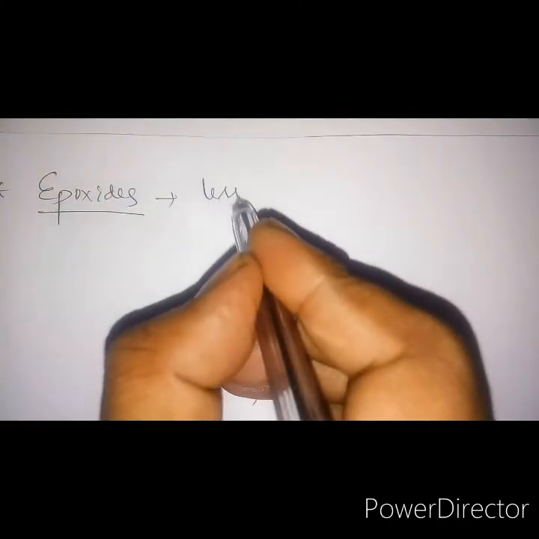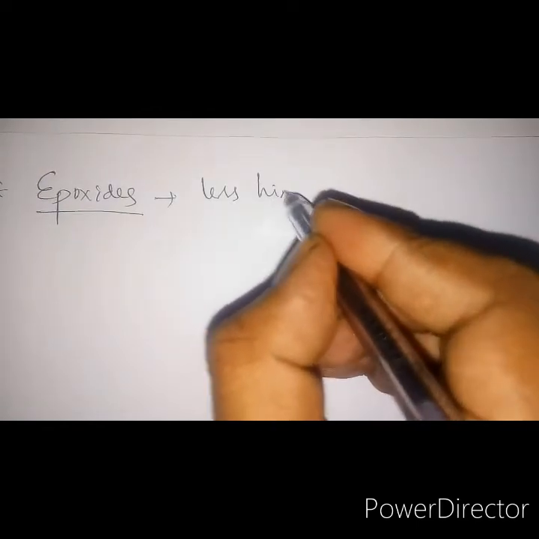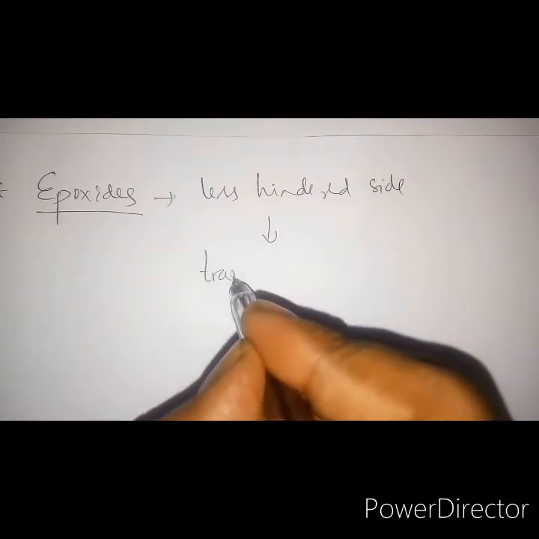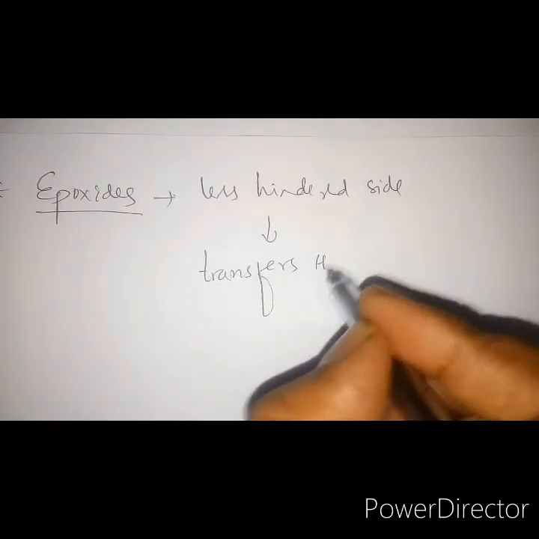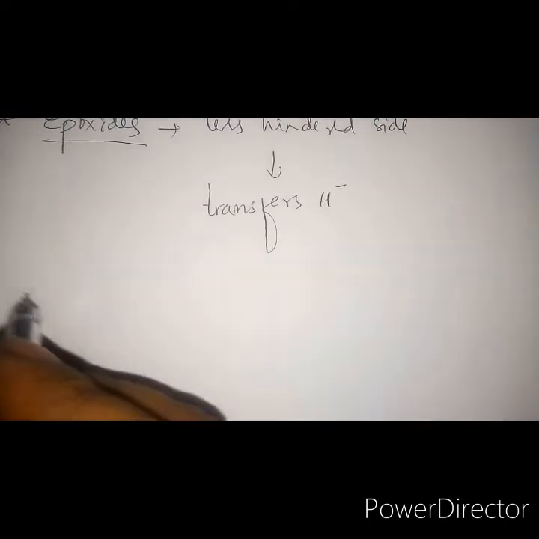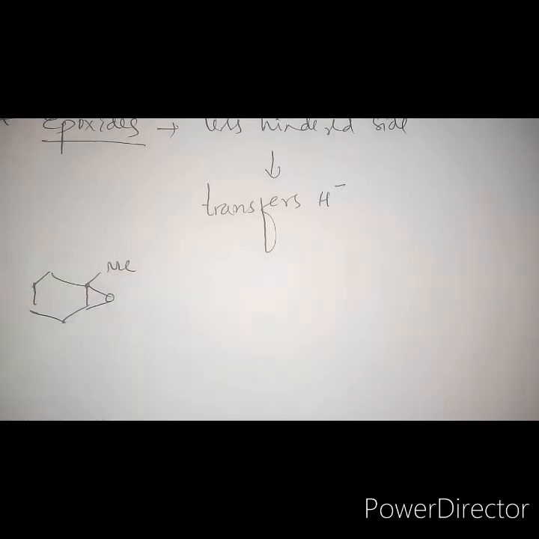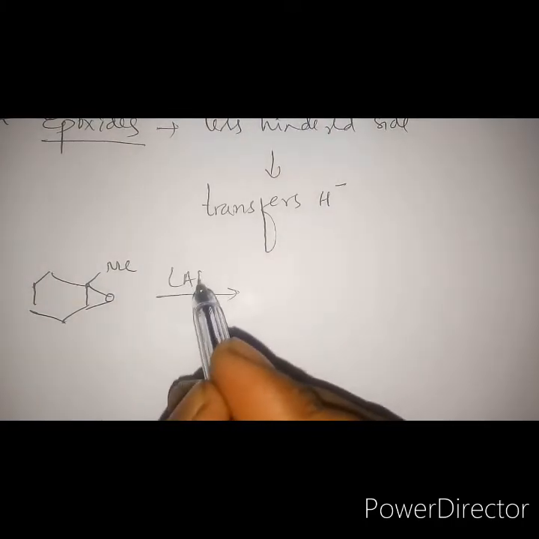Now another very important aspect of this lithium aluminum hydride is the reduction of epoxides. So it actually reduces from the less hindered side. It transfers the hydride in the less hindered side. Transfer H minus through the less hindered side. Say for example, so this is an epoxide. We have a methyl group. Now we have a lithium aluminum hydride.